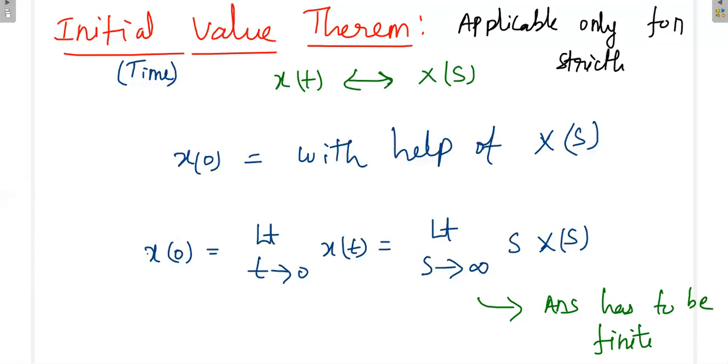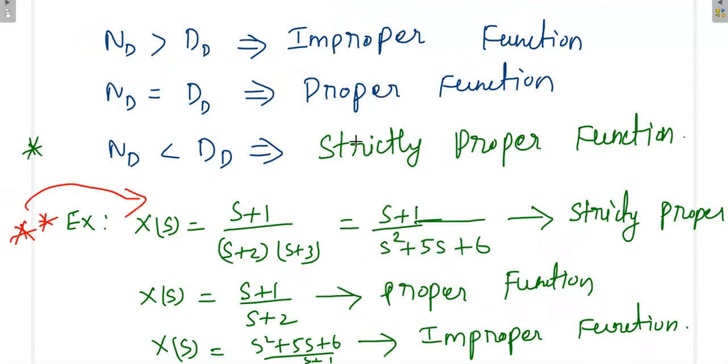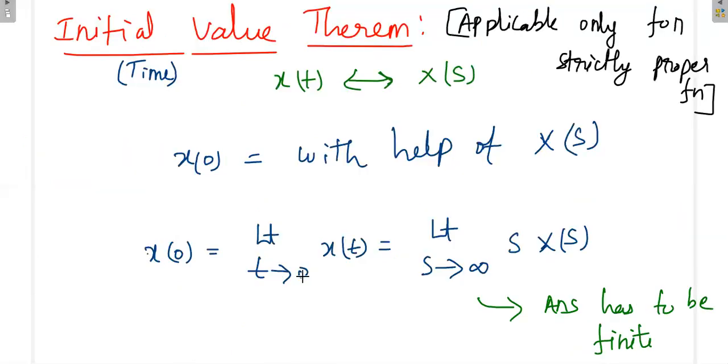Strictly proper function. That means before applying initial value theorem itself, you have to identify what is the nature of x of s. Again it has to satisfy the strictly proper function properties. If it is not satisfying, again you cannot apply this formula. So we can simply write initial value theorem cannot be applied, or there is no initial value, like that you can write directly. So before applying initial value theorem you have to verify whether the given function is strictly proper or not. Now we'll see some example.